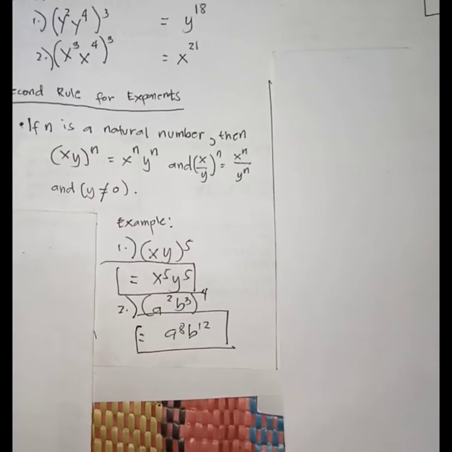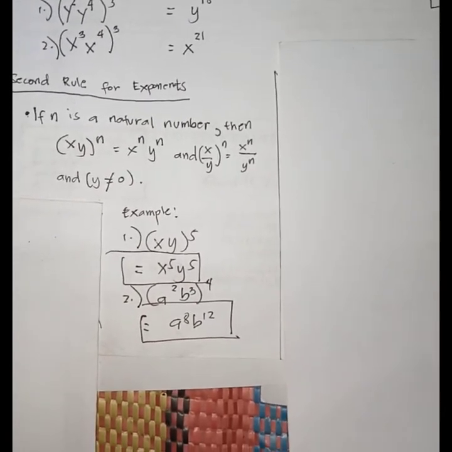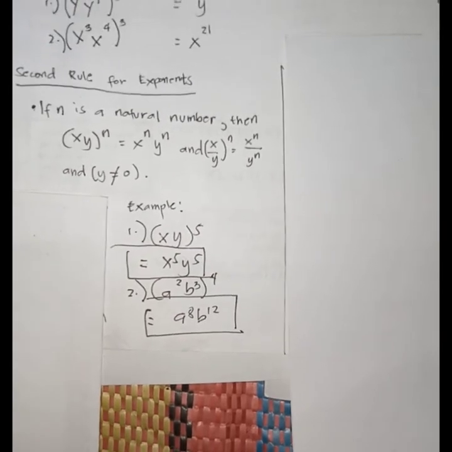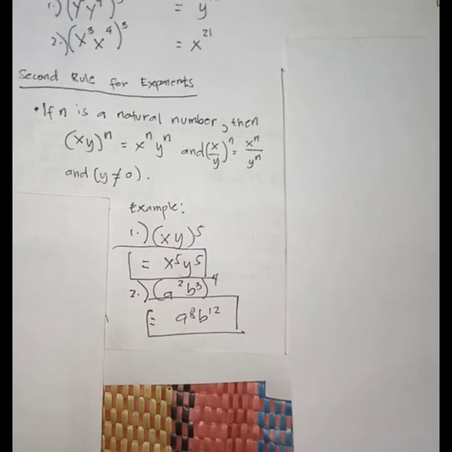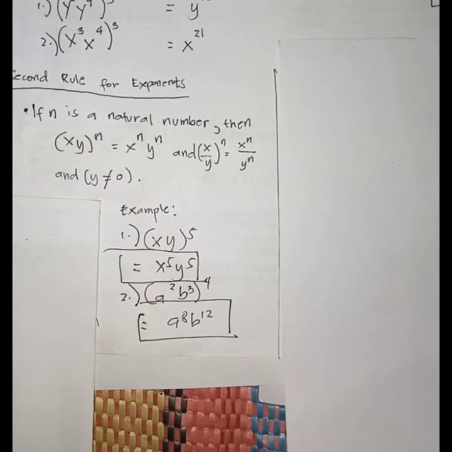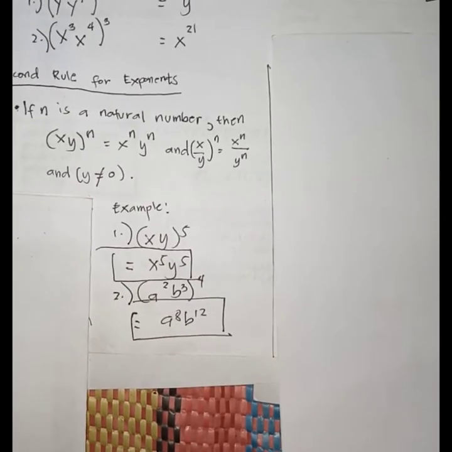For number 2, a raised to the power of 2 and b raised to the power of 3, in parentheses, raised to 4 is equal to a raised to the power of 8, b raised to the power of 12.